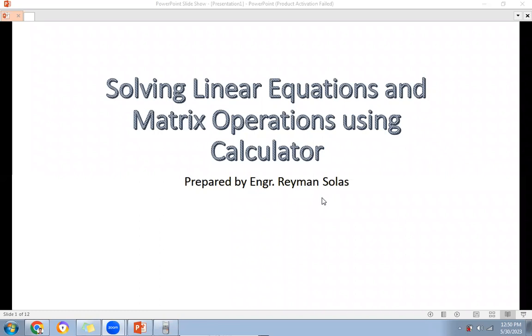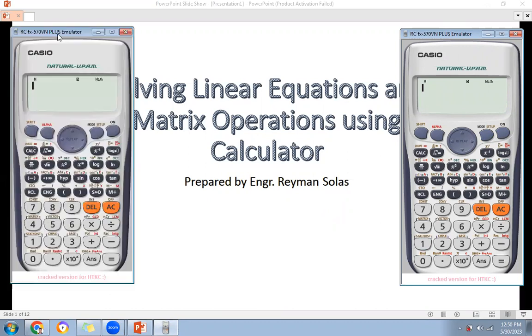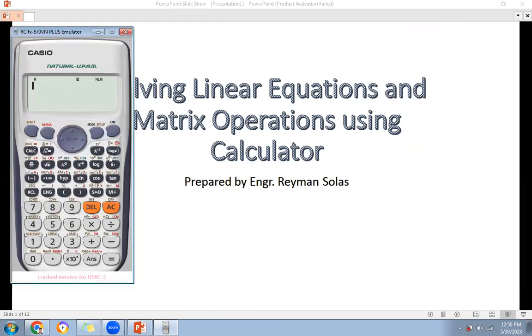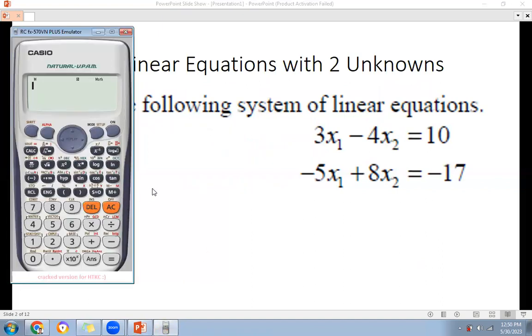Hello guys, so we are here to solve linear equations and matrix operations using a calculator. Here I'll be using a Casio scientific calculator. To start with, we're going to solve linear equations with two unknowns.